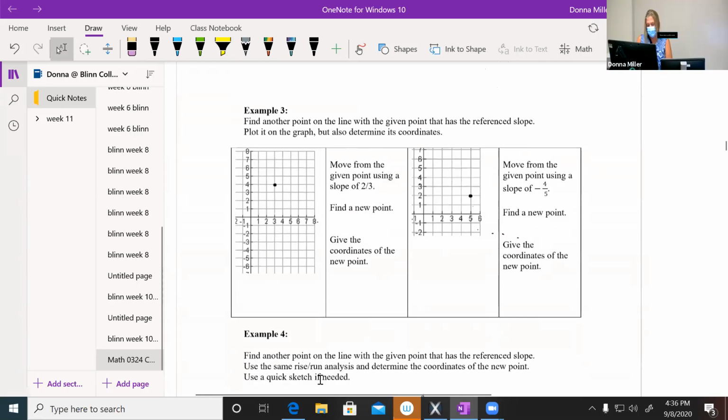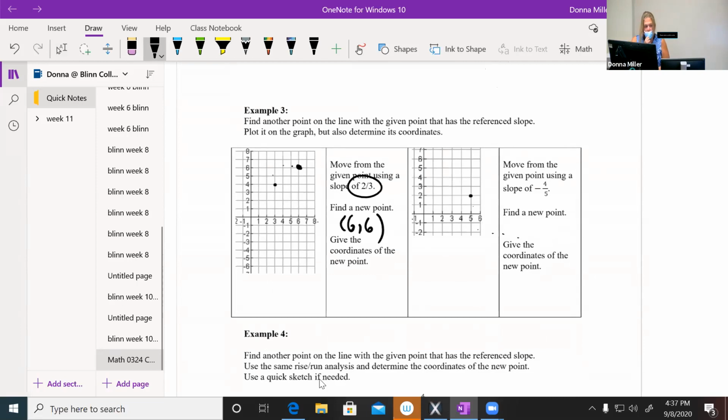All right, so let's try another couple examples to get the points. I'm going to find another point. So move from the given point using the slope of 2/3. Remember, it's rise over run, so you're going to go up 2 over 3. From this point, I go up 2, 1, 2, over 1, 2, 3. So there's a new point. My other point is (6, 6).